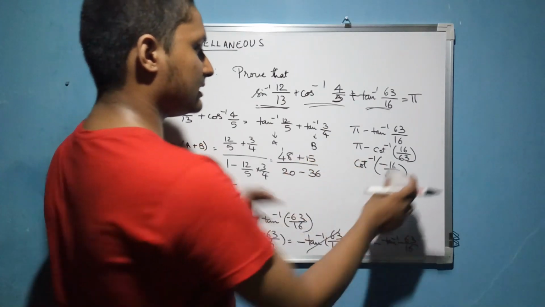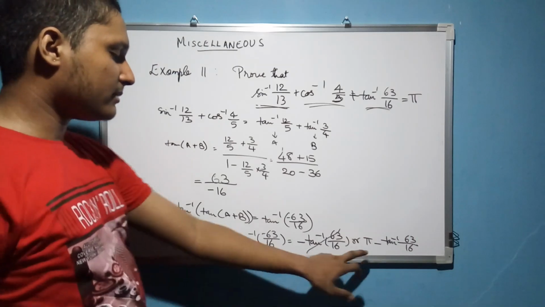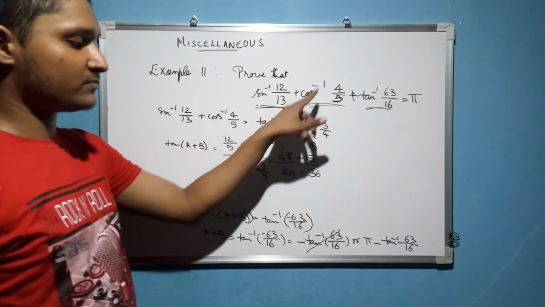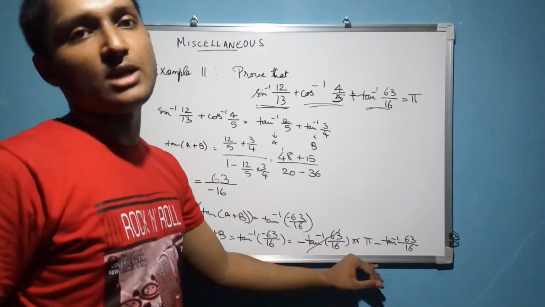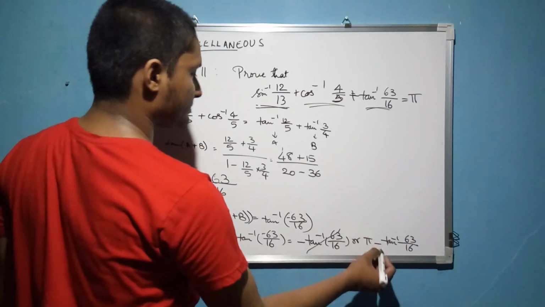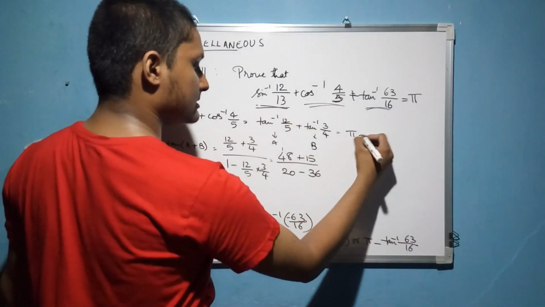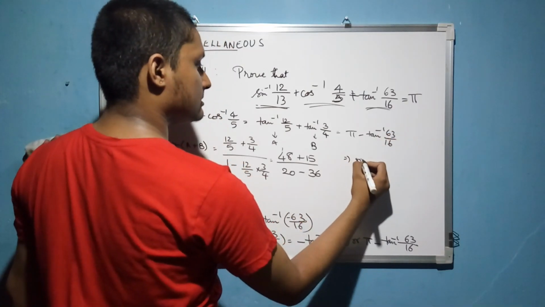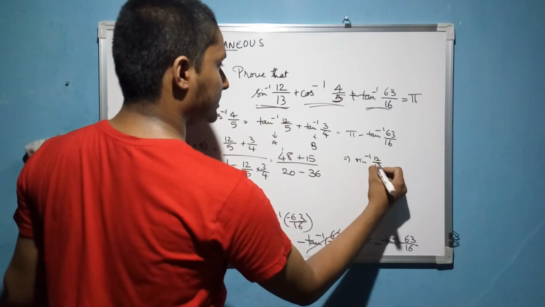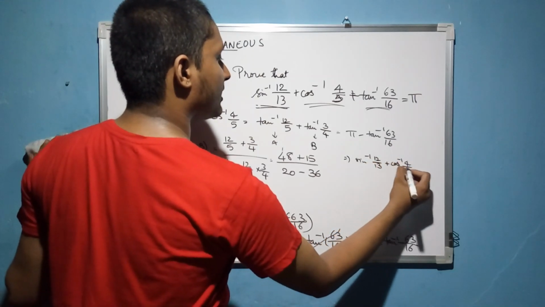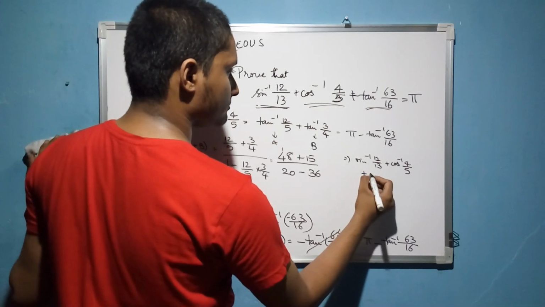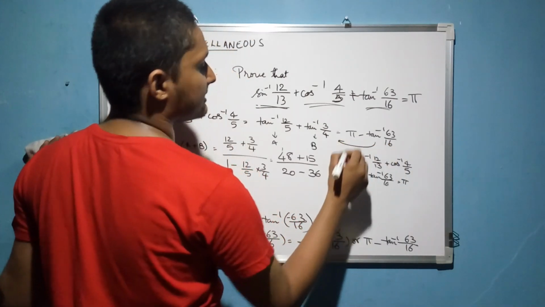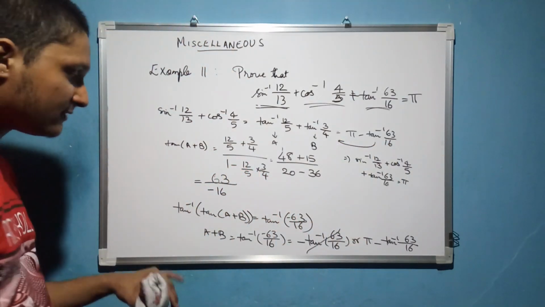So instead of making this many things, I can just say that pi minus tan inverse 63 by 16, that is the sum of the first two, plus tan inverse 63 by 16 comes to be pi. So this was the sum of these two, pi minus tan inverse 63 by 16. Therefore, sin inverse 12 by 13 plus cos inverse 4 by 5 plus tan inverse 63 by 16 is equal to pi. You are going to bring this to the left hand side, that's it. Now I need to explain why this is.